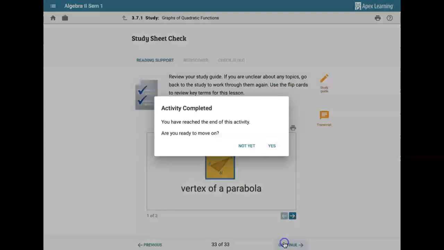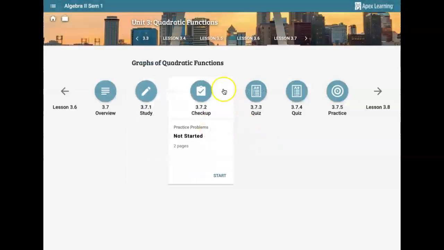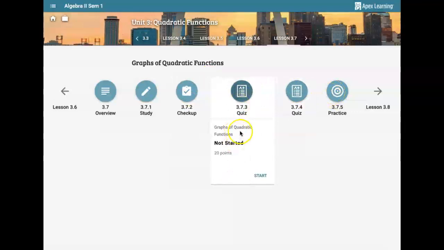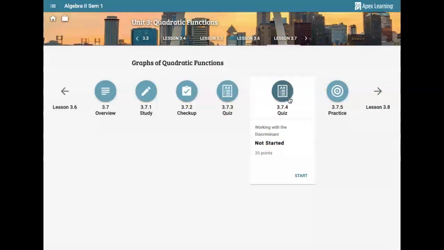Again, moving forward, we're going to go to the checkup. Just reminding you, you only have to do these 2 quizzes. The practice here is extra credit if you want. The first quiz is on graphs of quadratic functions, and the second one is about working specifically with the discriminant.